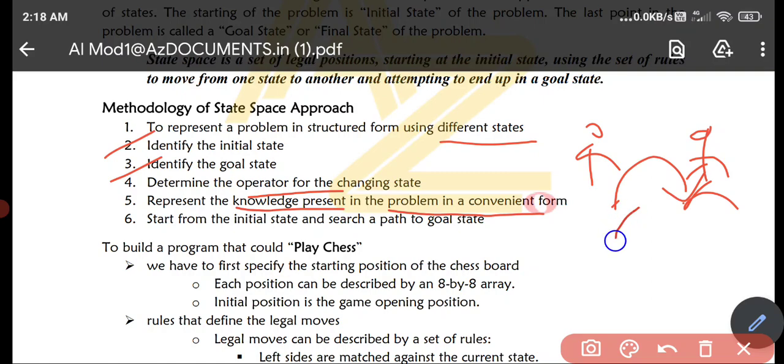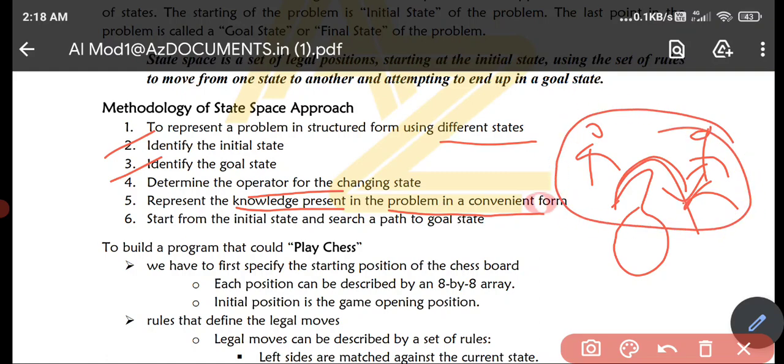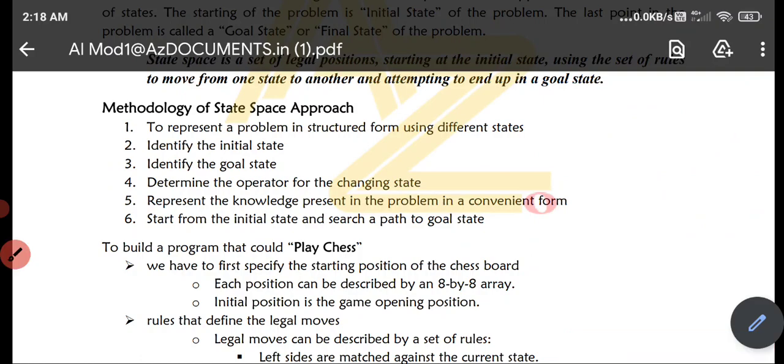Knowledge is nothing but related information regarding this. All the information regarding this state is nothing but the knowledge. We have to represent it in a convenient form, start from the initial state and search the path to the goal state. We have to start from here and we have to identify the proper goal. So that is the state space approach method.